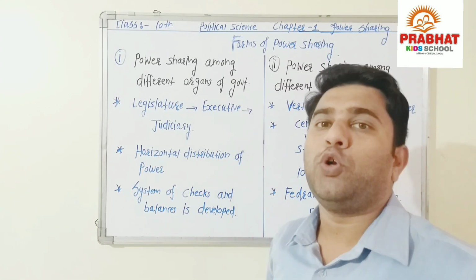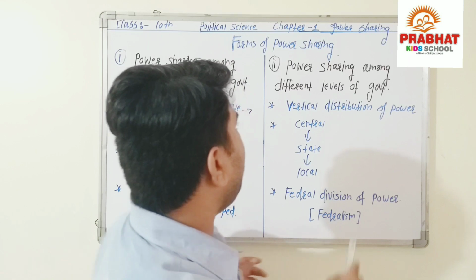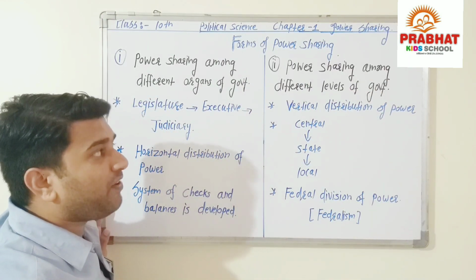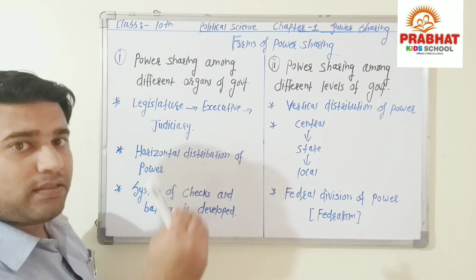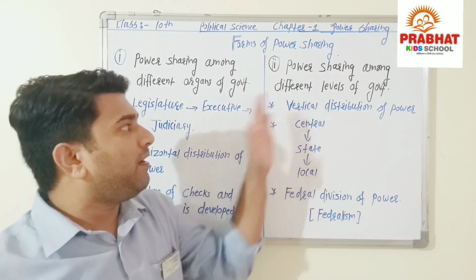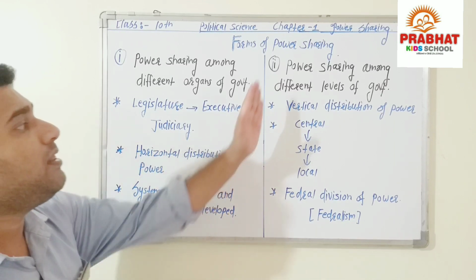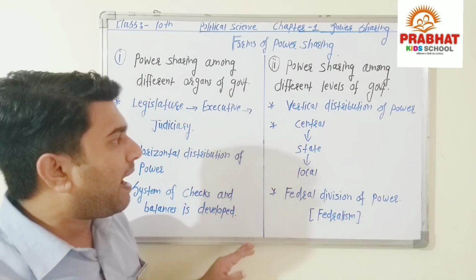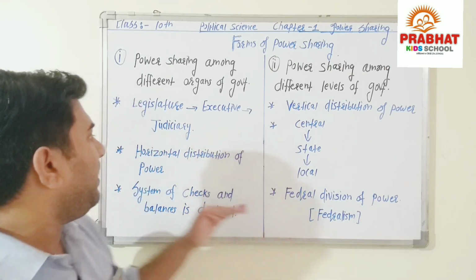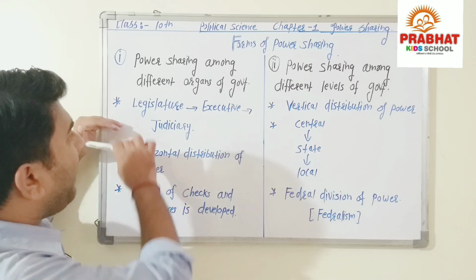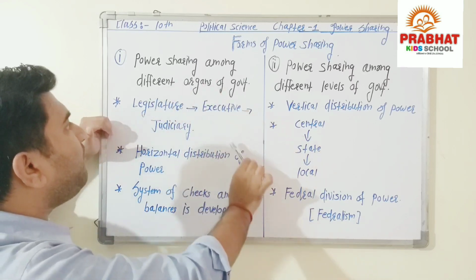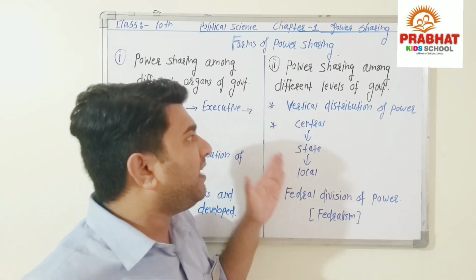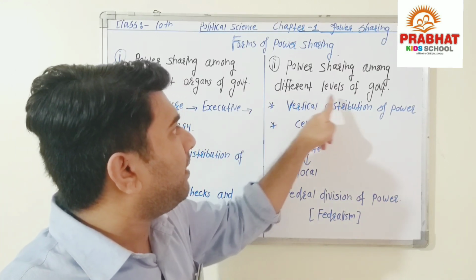Okay, now let us move towards another form of power sharing, and that is power sharing among different levels of government. Various different levels of government are there. You all know that this is called vertical distribution of power. Power is divided vertically over here, and there horizontally it was divided. At the same level different powers were divided, so it is called horizontal distribution of power. Here vertical distribution of power is seen.